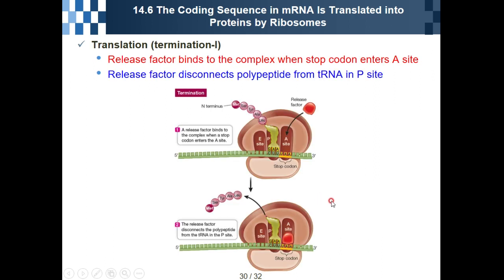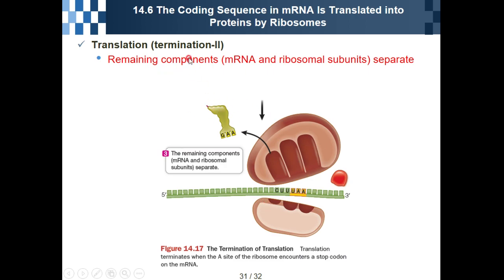Finally, I will teach you the termination step. Termination is very simple. In the A site, a stop codon comes in, for example UAA, UAG, or UGA. Usually a tRNA binds here, but at this time a release factor binds to this complex. At that time the release factor disconnects the polypeptide from the tRNA. After that, the remaining components, the mRNA and ribosomal subunits, separate, like this. So this is translation termination.